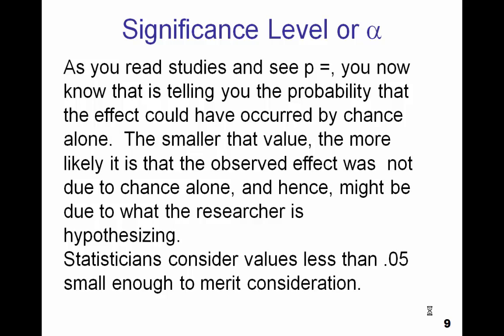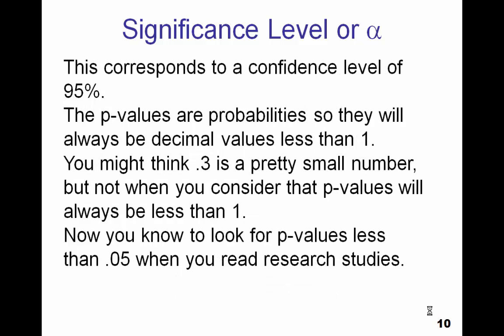Statisticians consider values less than 0.05 small enough to merit consideration. This would correspond to a confidence level of 95%, which we've discussed earlier. The p-values are probabilities, so they will always be decimal values less than 1. You might think a number like 0.3 is a pretty small number, but not when you consider that p-values will always be less than 1. Now you know to look for p-values less than 0.05 when you read a research study.